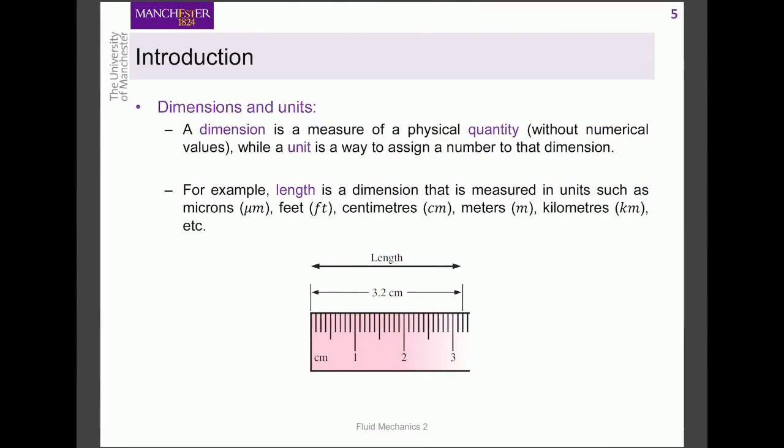The first thing we need to clarify is the difference between dimensions and units. A dimension is a measure of a physical quantity without any numerical value. A unit is a way to assign a number to that dimension. Length is a dimension. Time is a dimension. 10 seconds is the corresponding unit. So if tomorrow at the exam someone asks you, is length a unit or a dimension, you know what you have to reply.